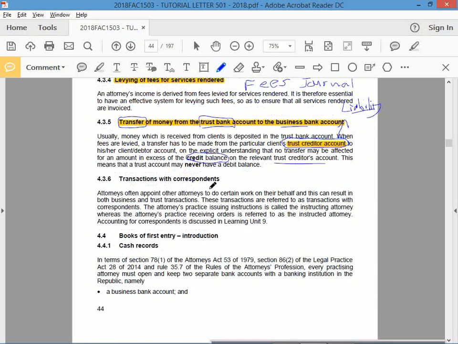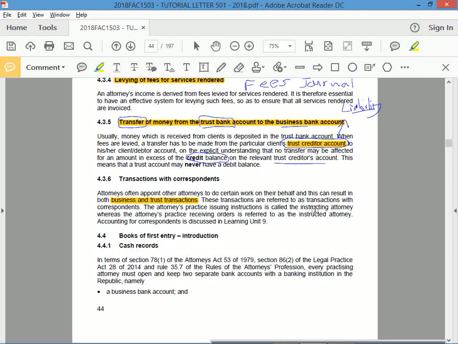All right, transactions correspondence, that would be something like the sheriff. They might even have mentioned it here. Or they instructing attorney. Okay, so attorneys often appoint other attorneys to do certain work on their behalf, and this can result in both business and trust transactions. Okay, so you don't know whether it's business or trust. It would depend. Okay, who's giving the instruction? Okay, is it your client that's actually instructing this individual to help, or are you, as the business, asking for some other business to help you? Okay, see, it can get quite complicated.